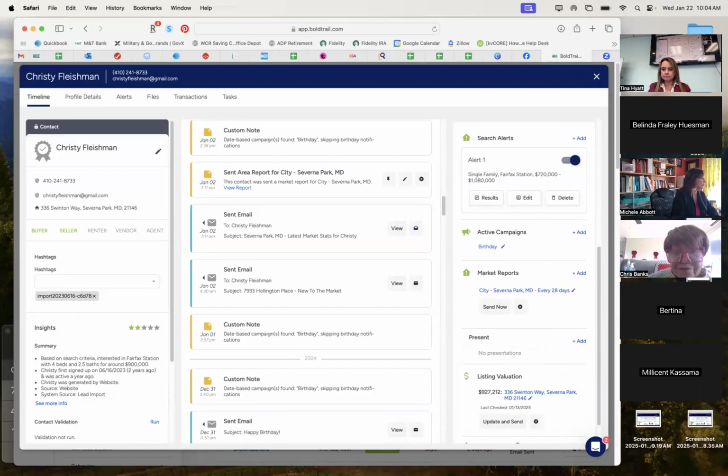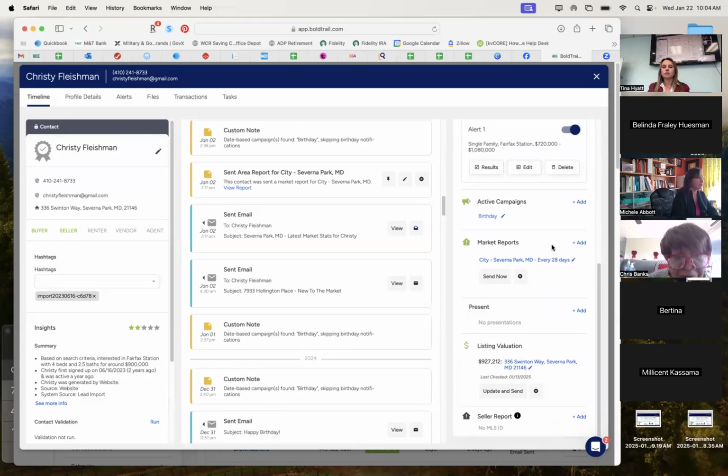Go get your shoes. You can set up search alerts if they're looking for a property. You can send them out market reports. So these market reports you can send to your database specific to the area that they currently live in or the area that they want to live in. So you can decide if they're an active buyer currently looking, then set them up on a market report for where they're looking to buy. If they've already bought or they're a past client or a friend or family member, I would set them up on a market report for the area that they currently live in, right? So that they see what's going on in the market.